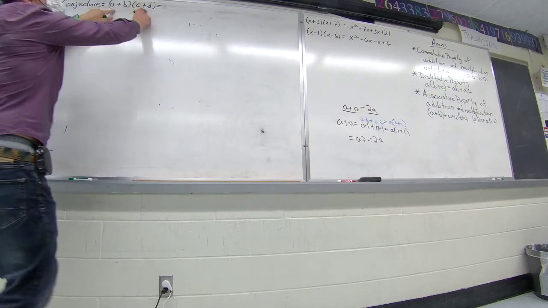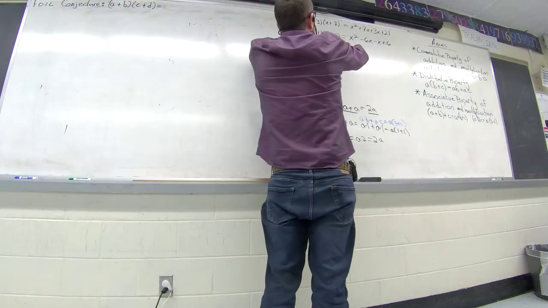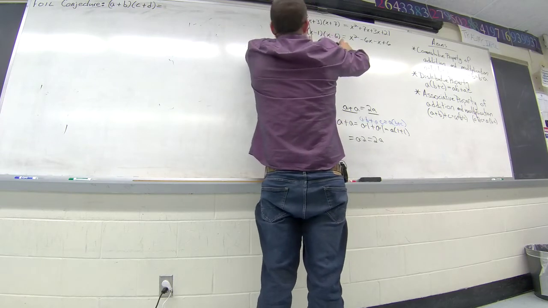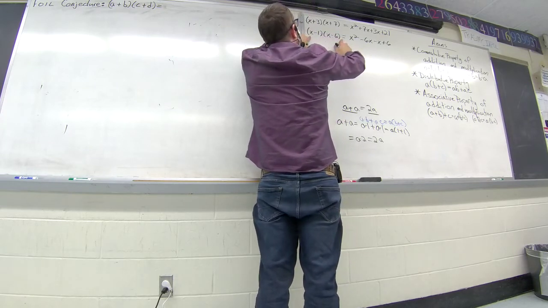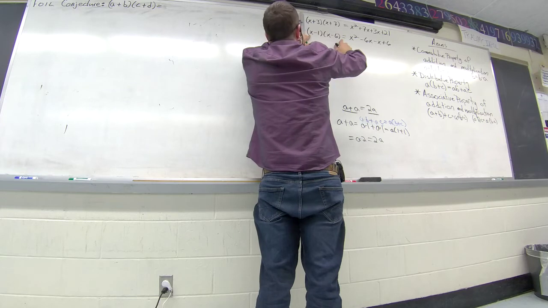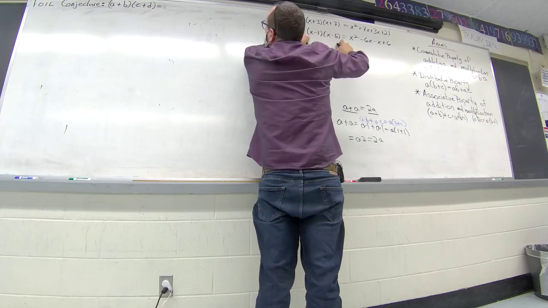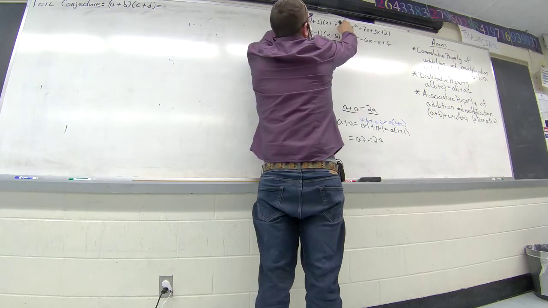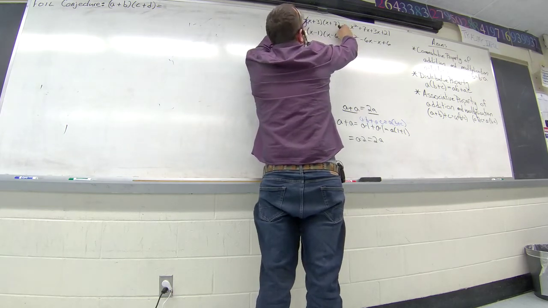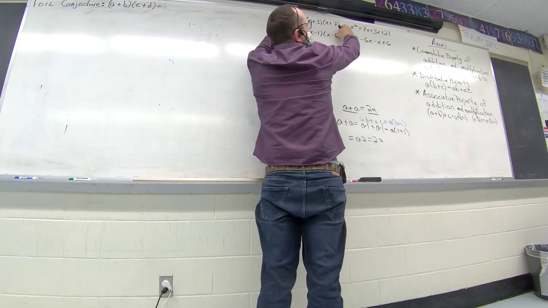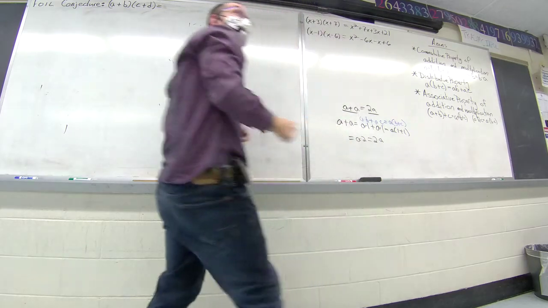And I could match this up with this right here. What would A be? And what would B be? Careful. Negative 1. And what would C be? And what would D be? Okay, and what about this one? A is, B is, C is, and D is, right? So you see that you can match it up.